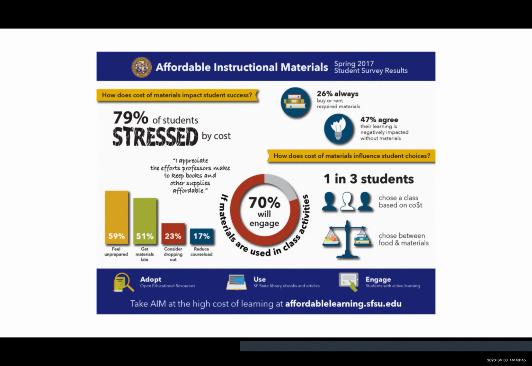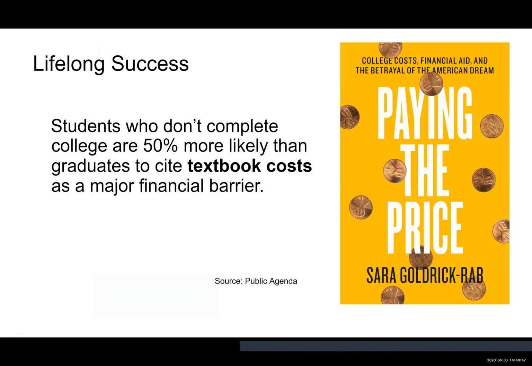We know, if we can go to the next slide also, that the students who cannot make that equation work are the students who are most likely to not successfully complete college. Unfortunately, students who don't complete college are more than 50% more likely to say that the cost of their textbook materials was a major financial barrier. And these are the students, bear in mind, that likely were using financial aid to be successful.